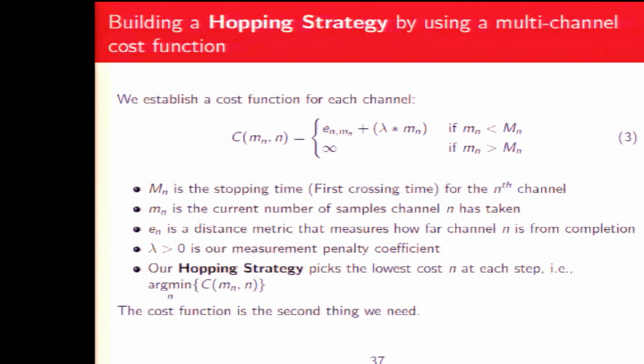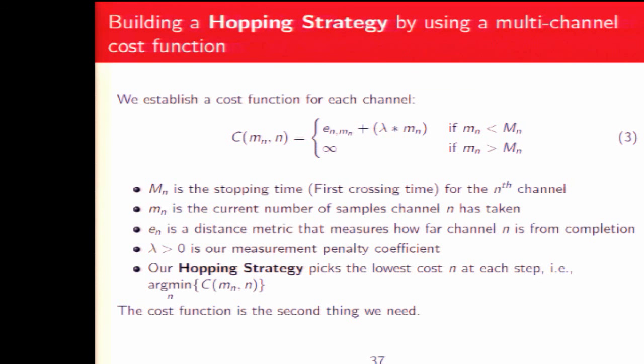The cost function is an attempt to characterize which of these channels is going to complete sooner, which of these channels are the ones that show promise. The 2 key features of this cost function are these 2 terms right here, this projected distance and the measurement penalty. Those are the 2 things that I'm going to have to manipulate.